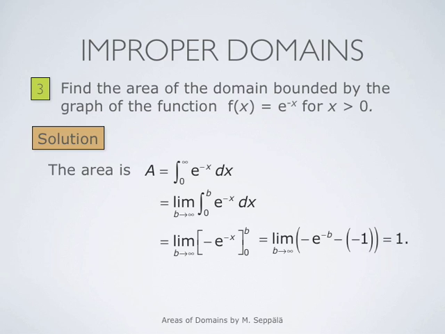This is one of the basic types of improper integrals whose convergence we actually already knew. And therefore, this improper domain under the graph of this function e to the negative of x for x greater than 0 has a finite area. Its area is simply 1.